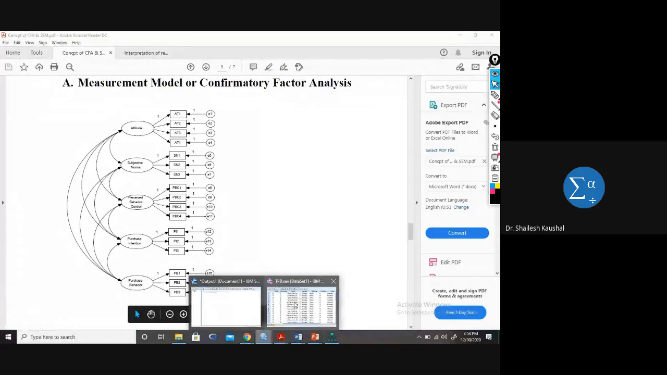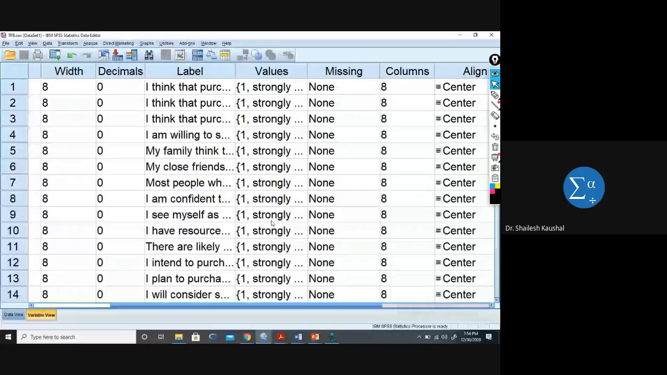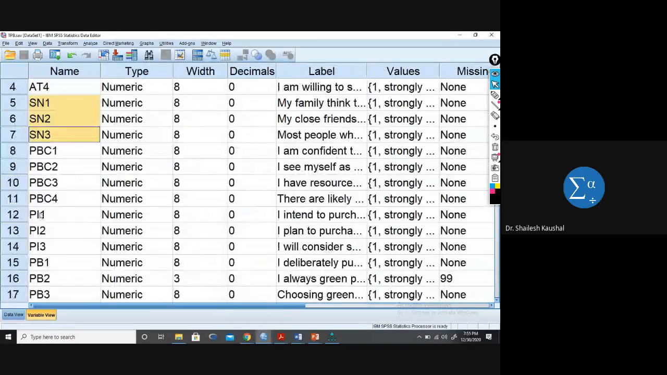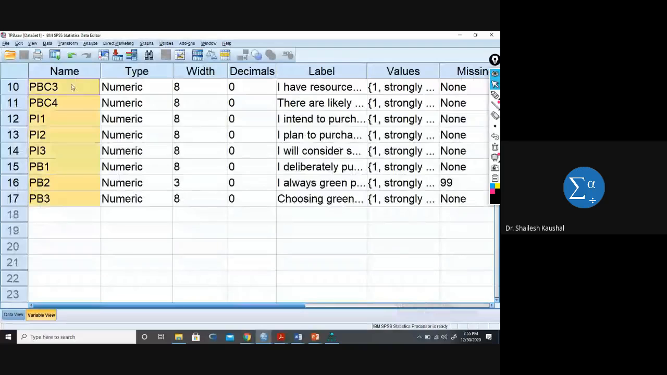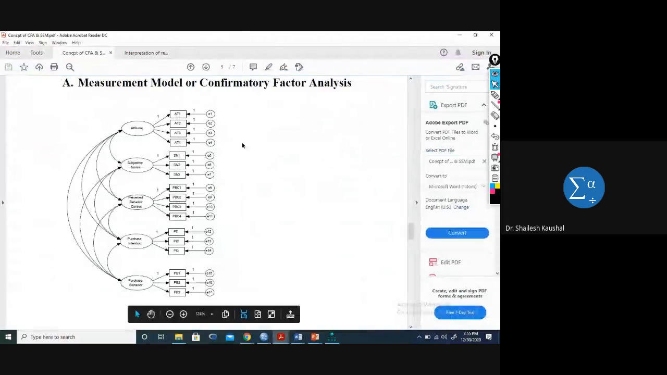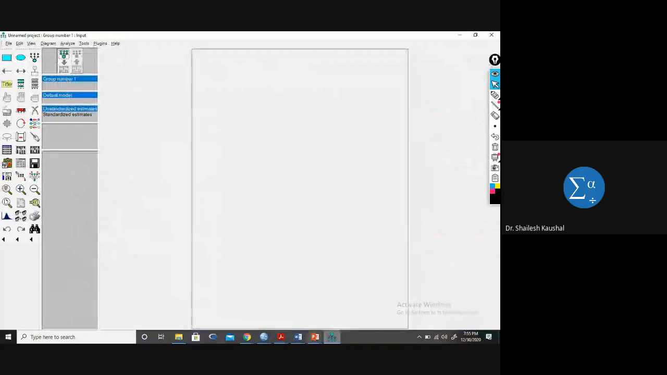Now these are the questions for performing the confirmatory factor analysis. These questions I will use in AMOS Graphics, so I will prepare this graph in AMOS Graphics. This is the graph. In AMOS Graphics, I need the 5 oval shapes, 5 constructs.